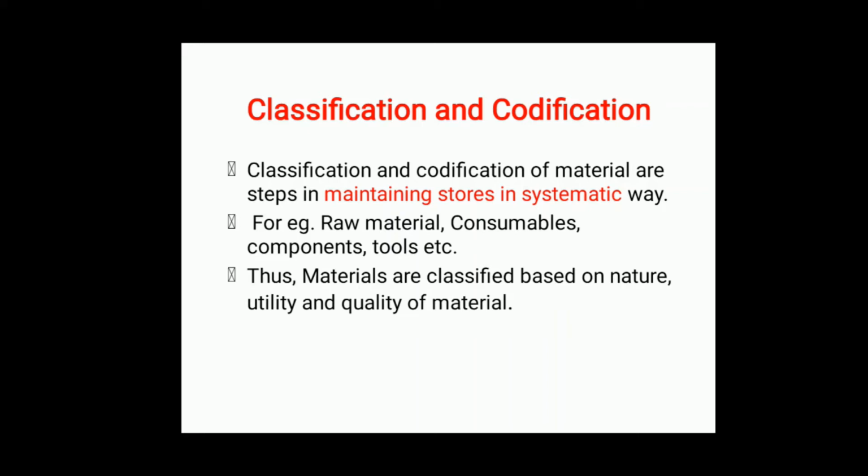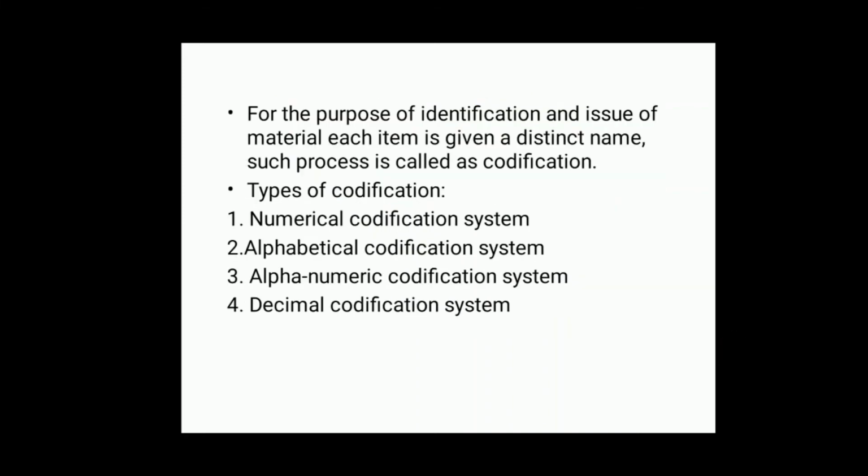The basic purpose of this classification is that it is easy to identify, store and issue the material. So for the purpose of identification and convenience in storage and issue of material, each item of the material is given a distinct name. Such a process of giving a distinct name and symbol to different items of materials is called codification of the material. So this is the definition of codification.